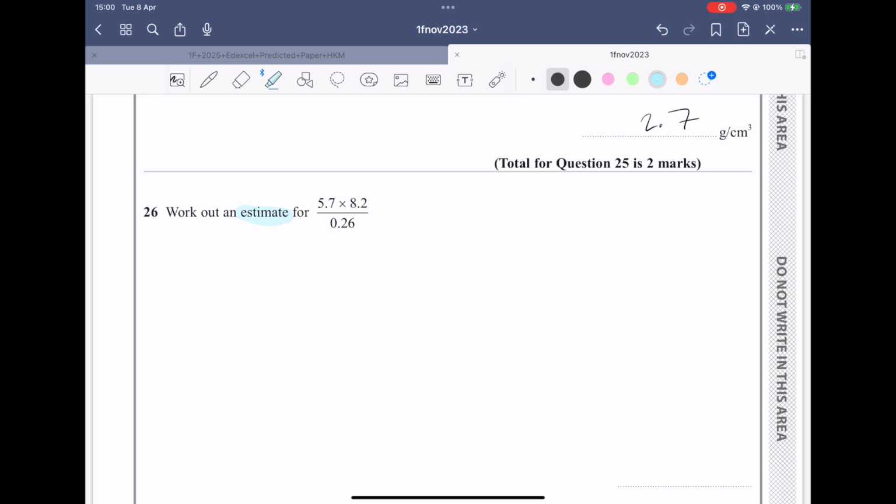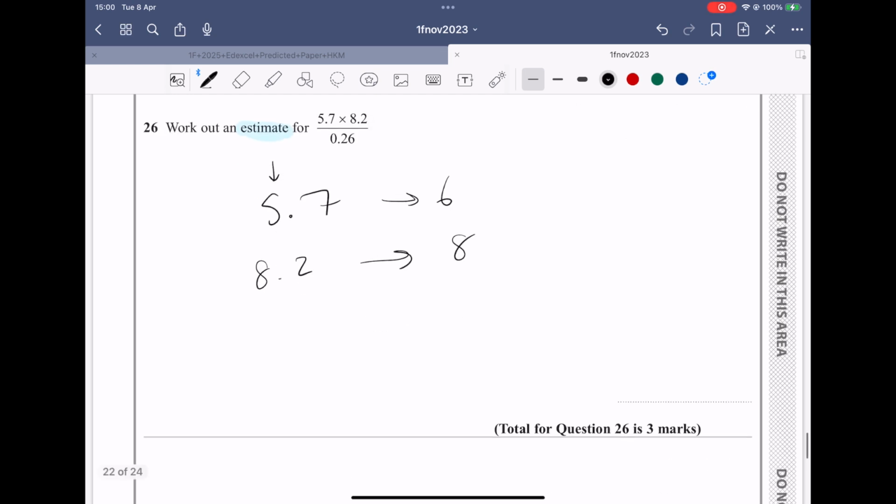Oh, my favourite word, estimate. Work out estimate, that means round everything like crazy, alright? Do some rounding to one significant figure. So what I mean by that is 5.7. Look at this column, that's the ones, so that becomes 6. 8.2. Again, the ones, that becomes 8. 0.26, bit trickier because the first column was a 0, but we don't use that one because it starts with 0. We go here, this becomes 0.3. Okay, so we're doing 6 times 8 over 0.3.